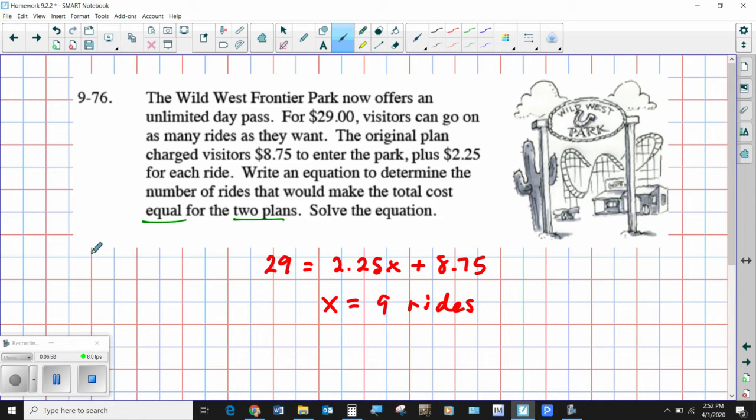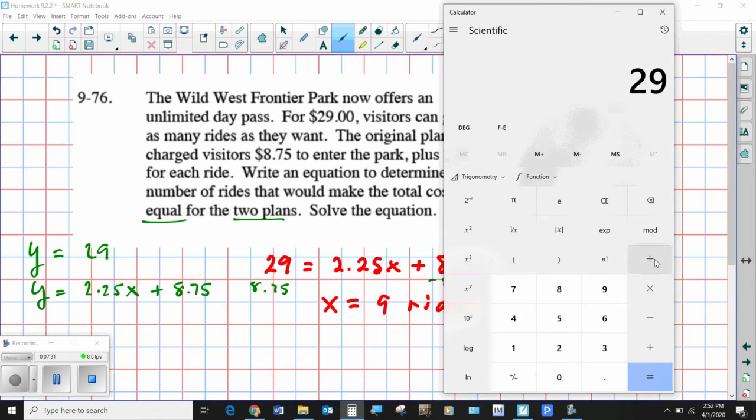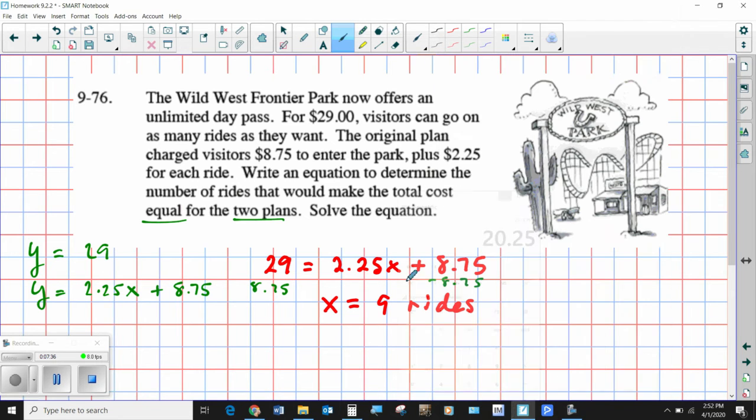Okay, so this is the equal values method. If y equals $29, that's what the new plan said, and the original plan says you have to pay $2.25 per ride in addition to the $8.75 that we charge you just to get into the park. So if y is equal to this and y is equal to that, then this has to be equal to that. So we set it up as an equation. And then you'll have to subtract $8.75 from each side. I'll use my calculator to do this. What is 29 minus $8.75? It is $20.25.